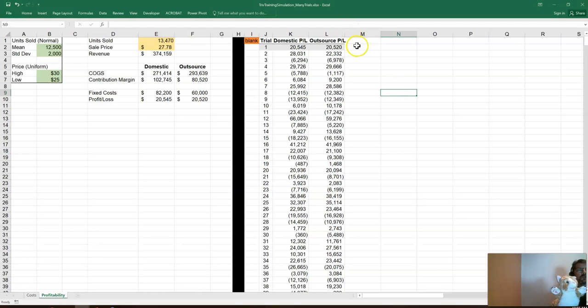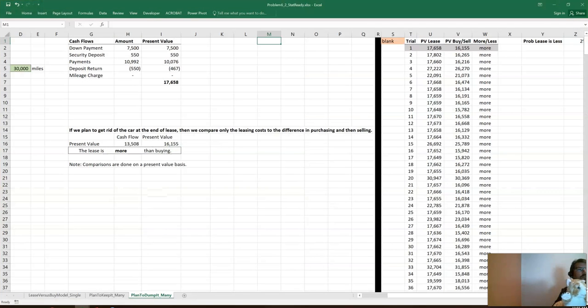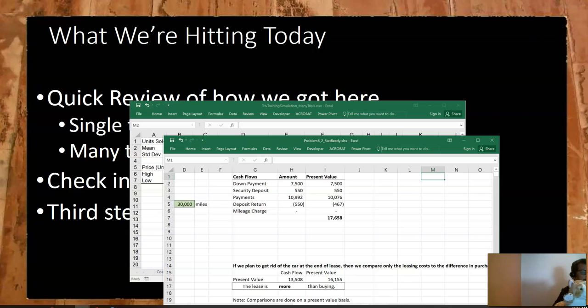You may notice, I'm going to let you know when I hit F9. Ready? I just hit F9. Watch how long it takes for this to recalculate. We're waiting. It's taking a while. Why is it doing that? Because I have lots of files open that have lots of simulation going on in them.